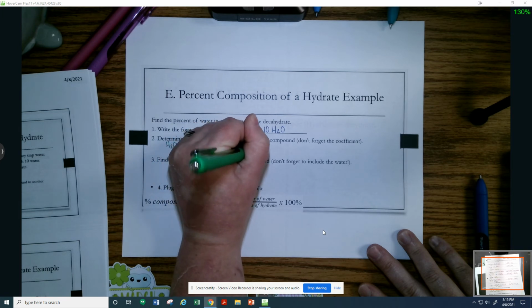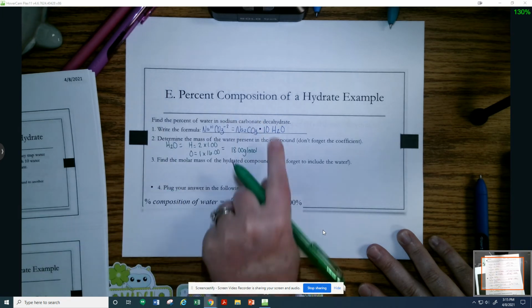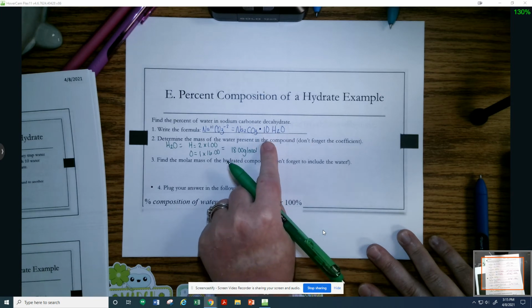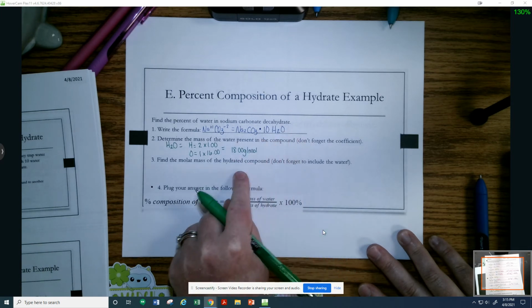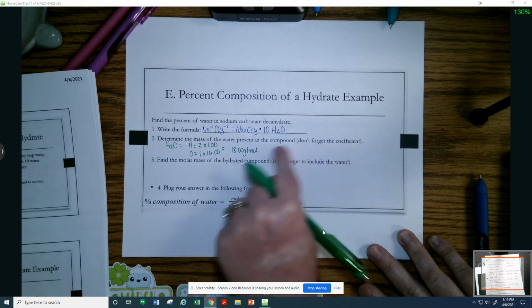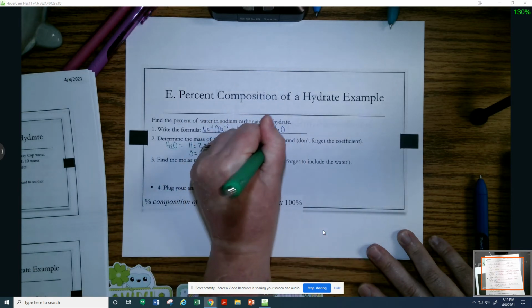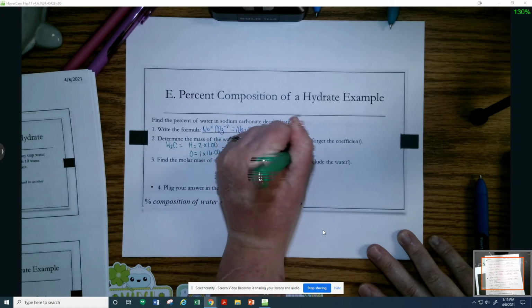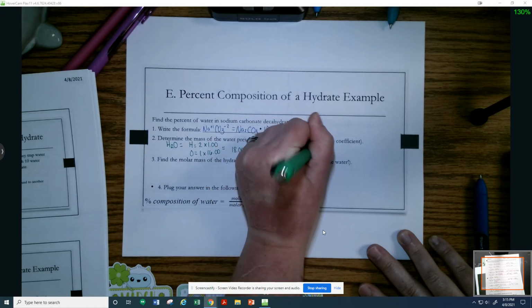That's for 1 mole of a substance. We have 10 moles because of this coefficient 10. So we need to include that we have not just 1 water molecule, but we have 10. So we're going to multiply that by 10, and so we get 180.0 grams per mole of our water.